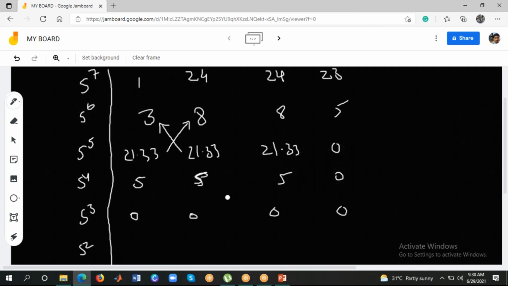What is the next step we have to do? If all elements are 0 in a single row, we have to consider the auxiliary equation. So our auxiliary equation means the above row elements. The S cubed row is completely zeros, so we need to consider the above row, that is S power 4.